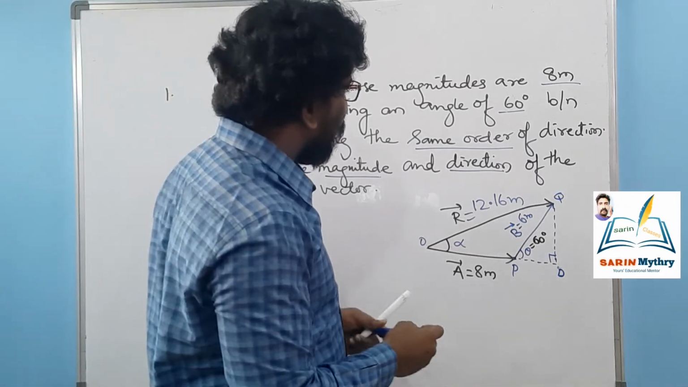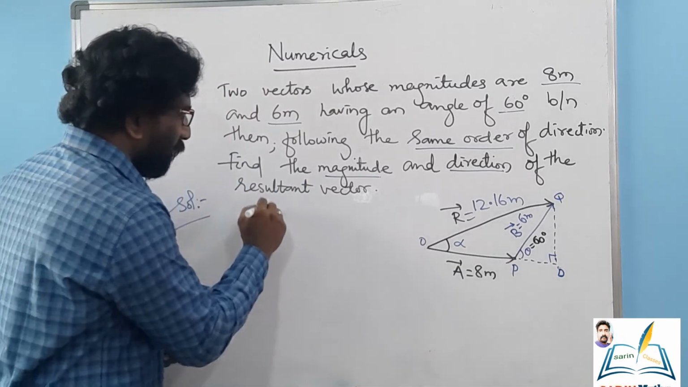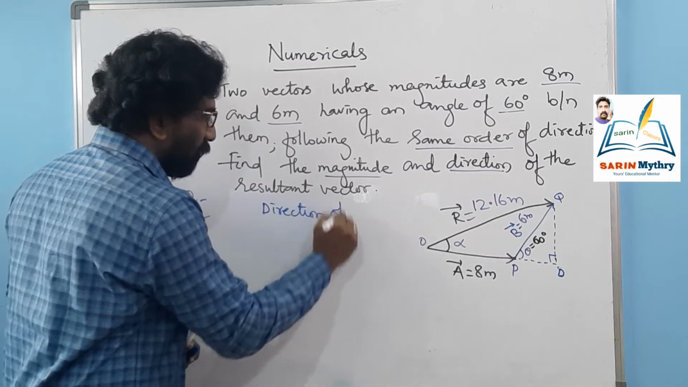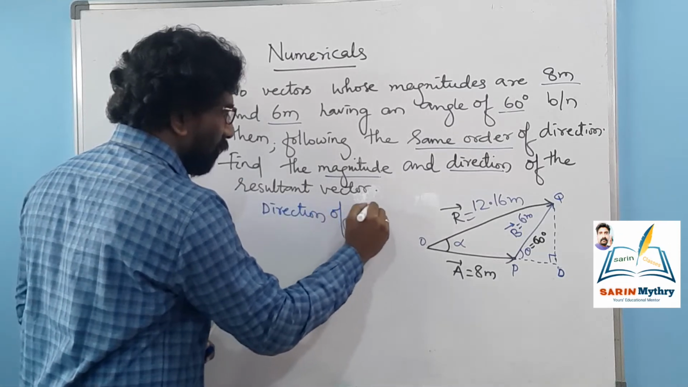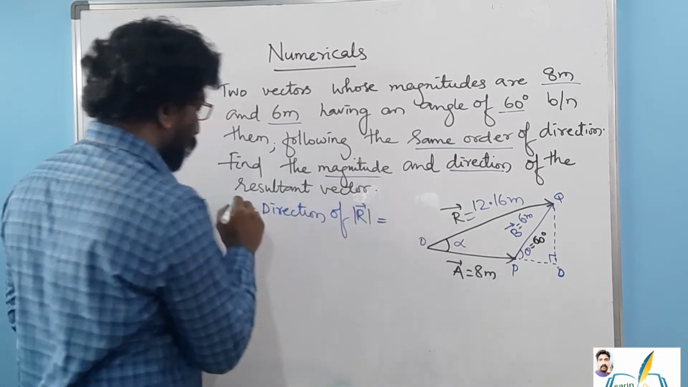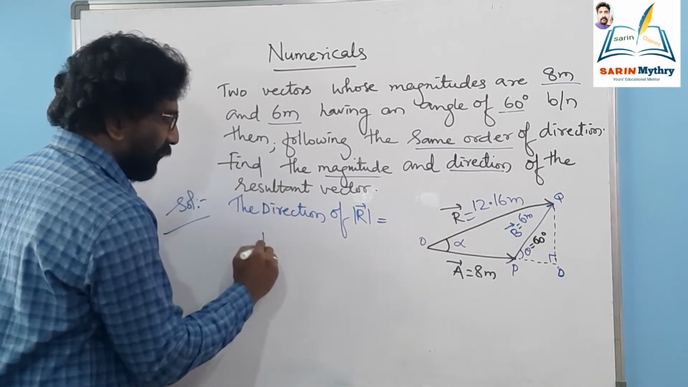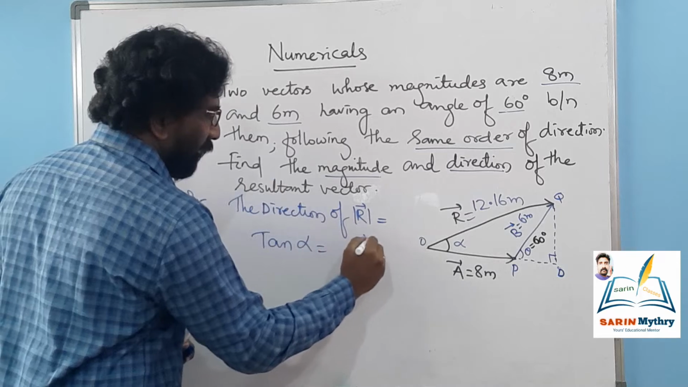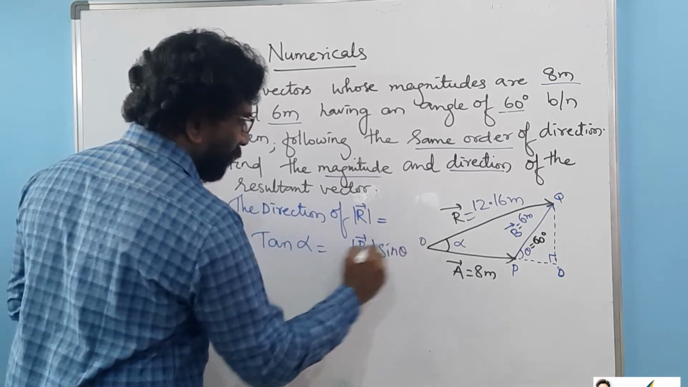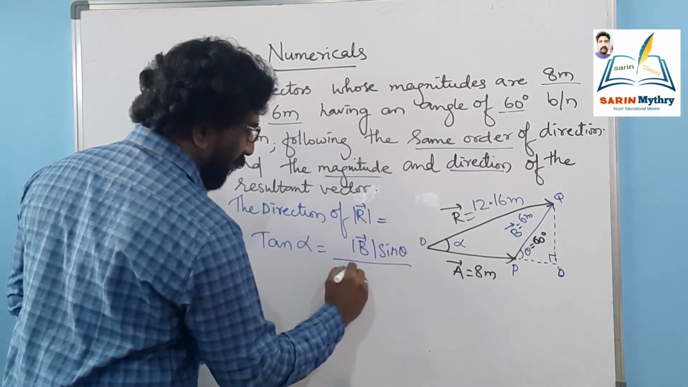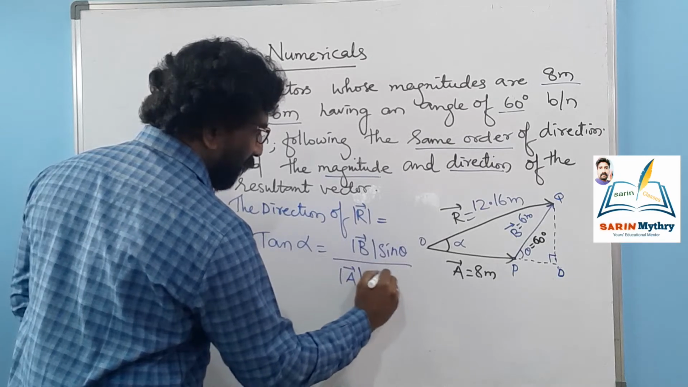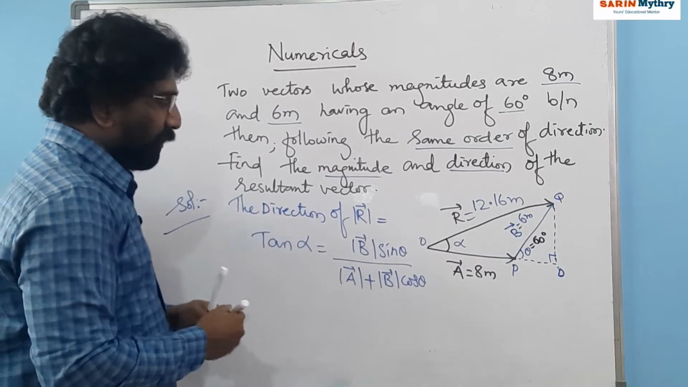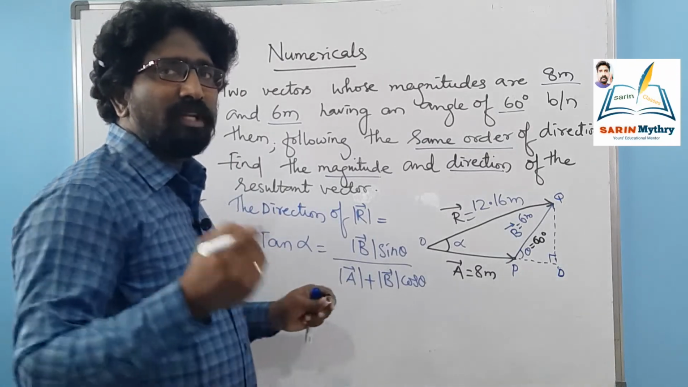So now the direction is equal to the direction of the resultant vector. The direction of the resultant vector is given by tan alpha is equal to mod of B sin theta over mod A plus mod B cos theta. So this is a formula in order to find out the direction of the resultant vector.